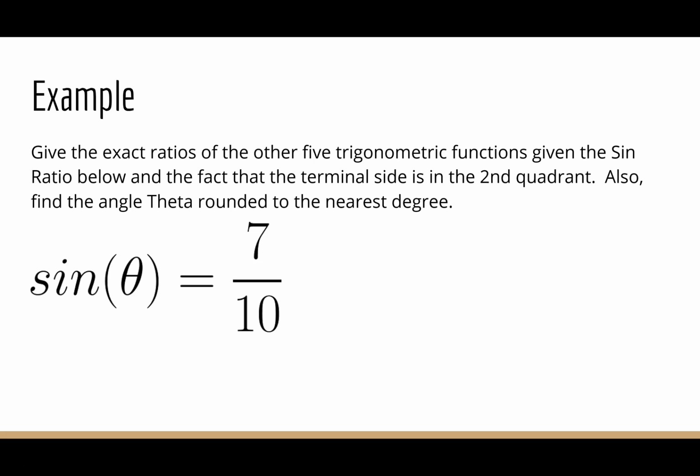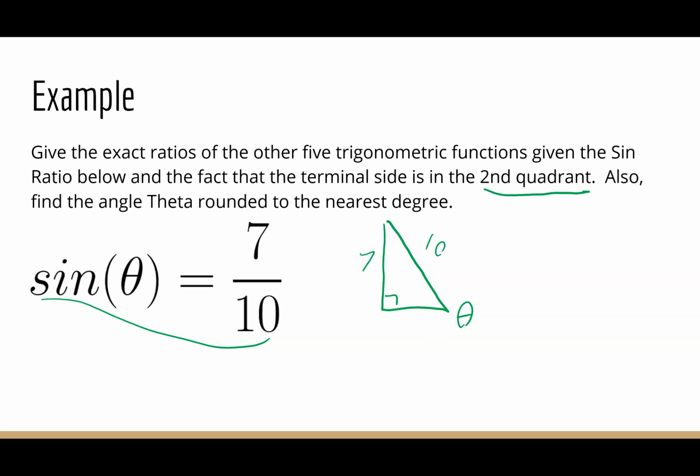So, give the exact ratios of the other 5 trigonometric functions given the sine ratio below and the fact that the terminal side is in the second quadrant. Also find the angle theta rounded to the nearest degree. So, second quadrant, and this is the information we're given. Sine of 7/10. I'm not really going to draw the graph. I'm just going to draw a triangle that has a 7 and a 10.